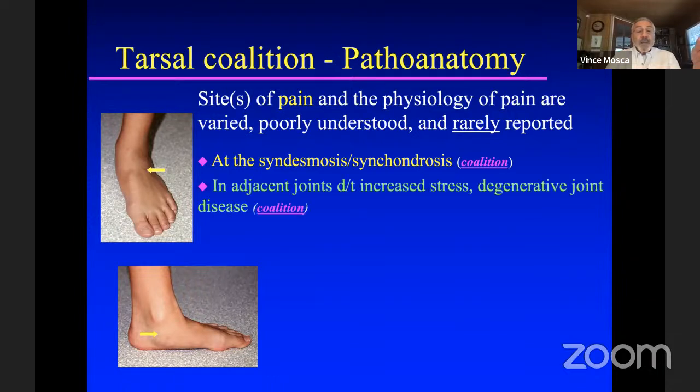Or the pain could be at adjacent joints, subtalar coalition in particular, but calcaneonavicular coalitions also will cause restriction of subtalar joint motion. So if the subtalar joint does not move, the adjacent joints try to move farther than they normally would. And that can cause stress transfer and eventually degenerative arthritis in those adjacent joints. What's adjacent to the subtalar joint? Chopart joints and the ankle joint.